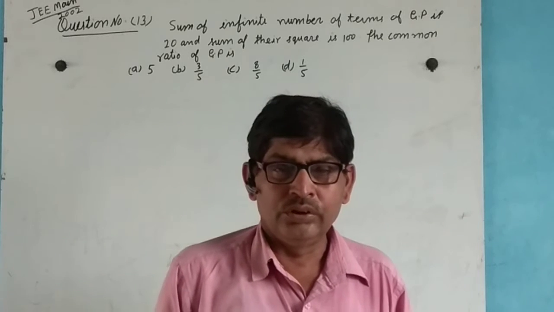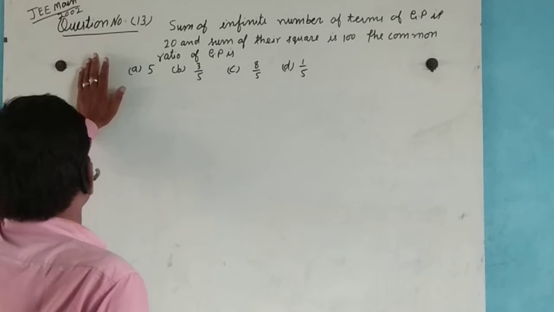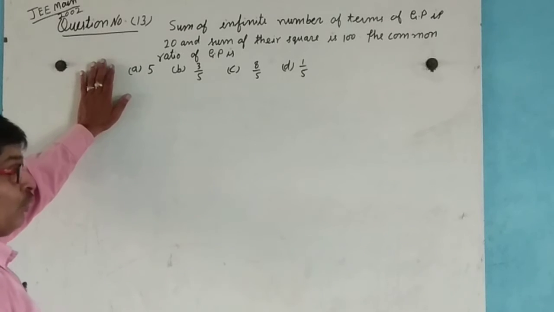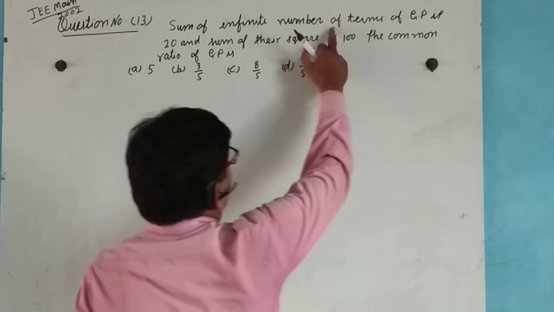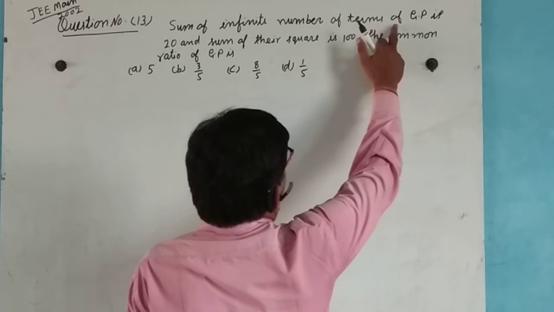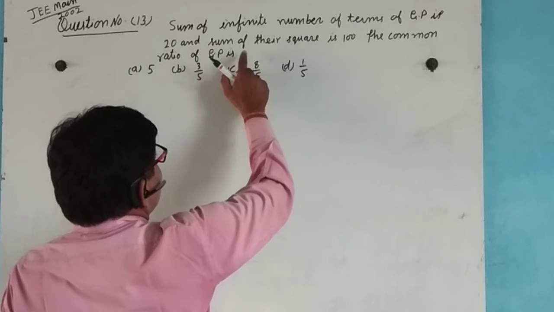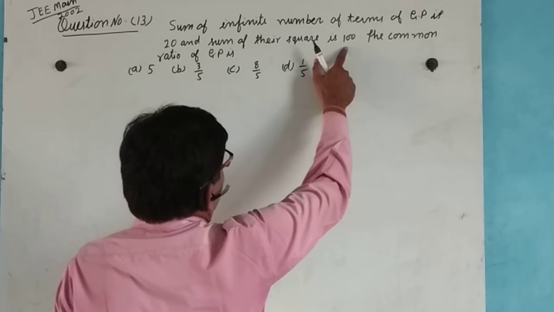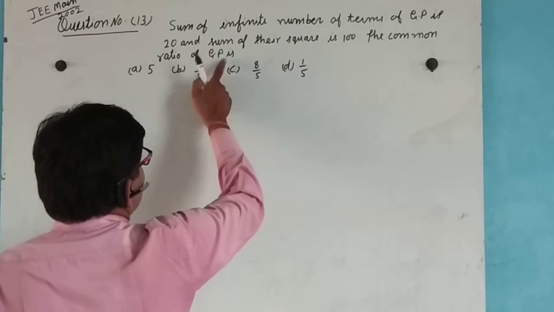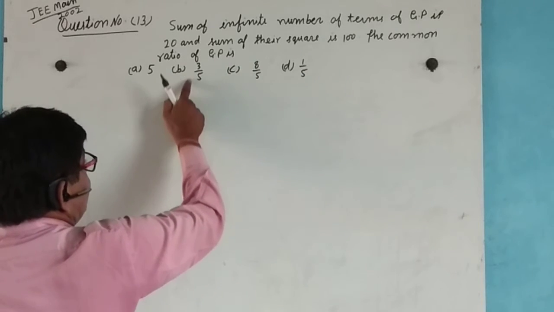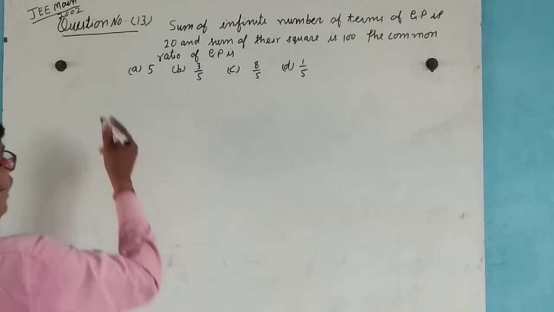Now here is question number 13, asked in JEE Main 2002. The sum of an infinite number of terms of a GP is 20 and the sum of their squares is 100. The common ratio of the GP is: 5, 3 by 5, 8 by 5, or 1 by 5.